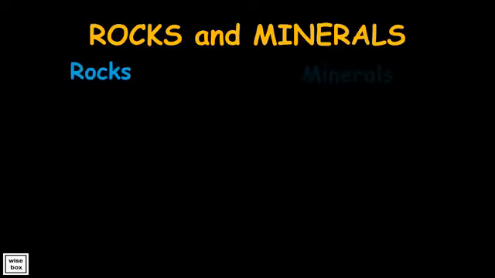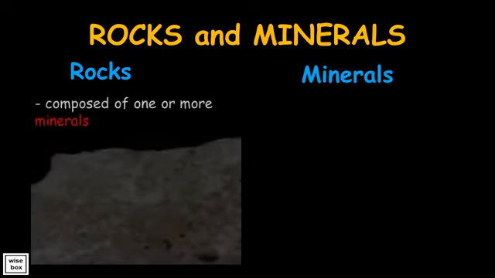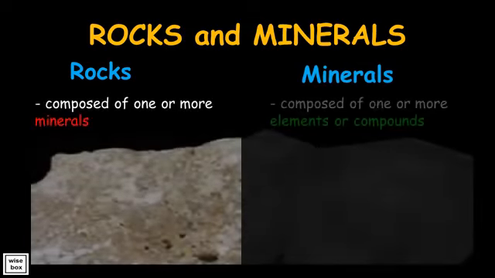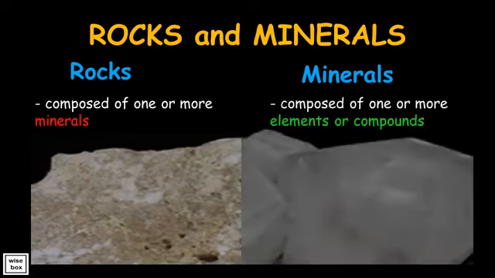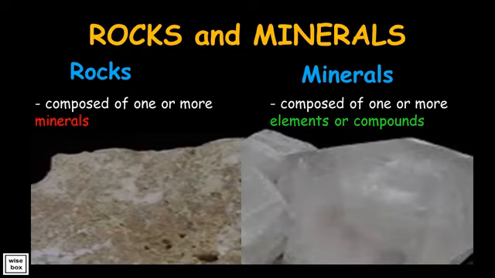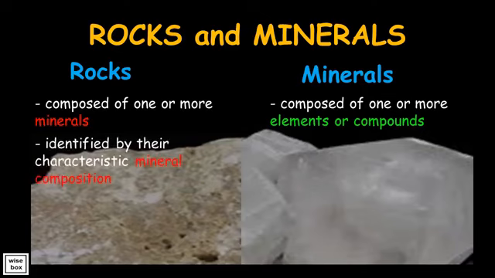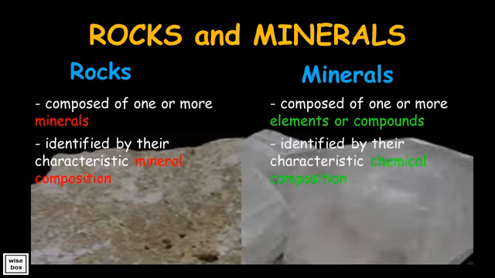Rocks are different from minerals. Rocks are composed of one or more minerals, while minerals are composed of one or more elements or compounds. Rocks are identified by their characteristic mineral composition. Minerals are identified by their characteristic chemical composition.